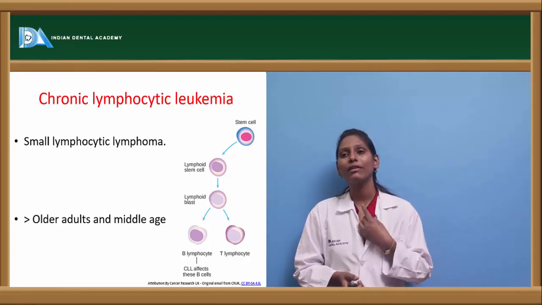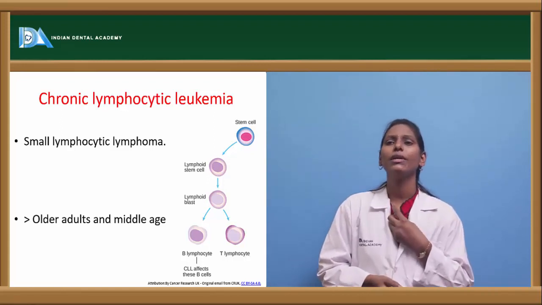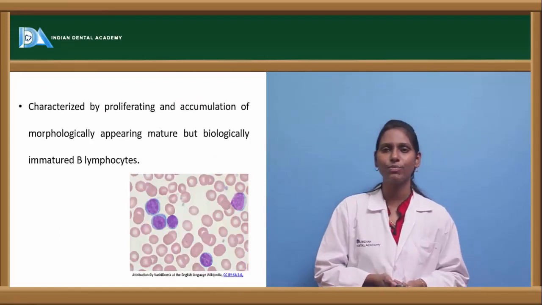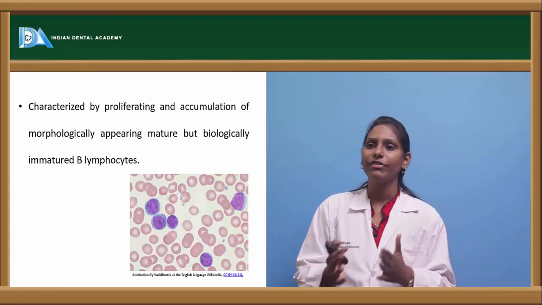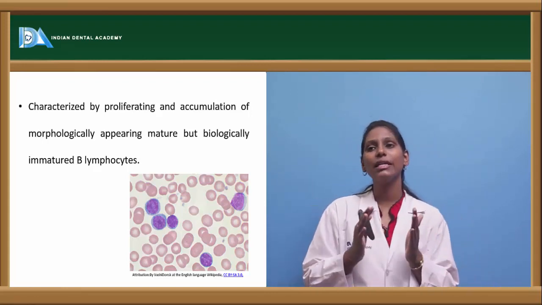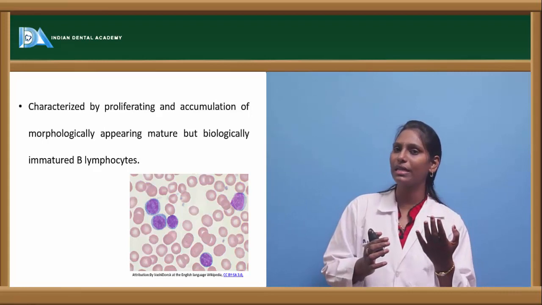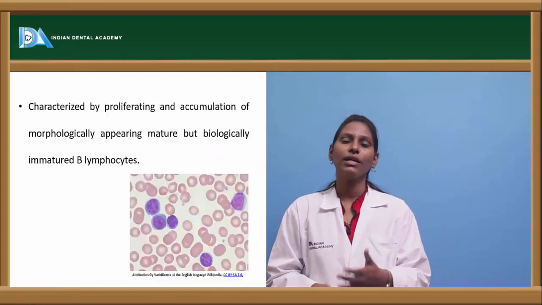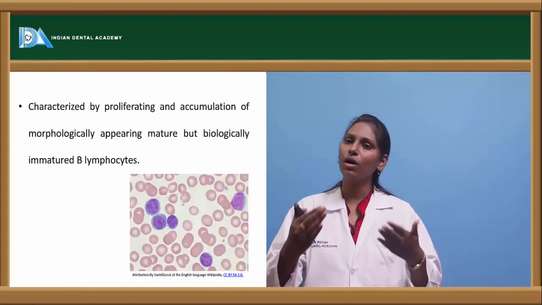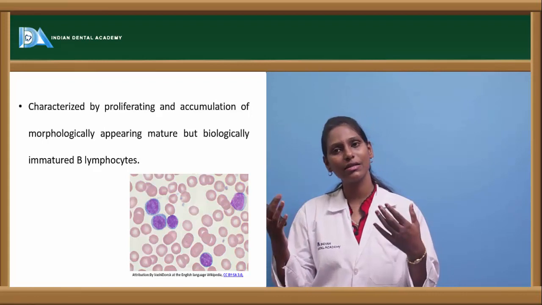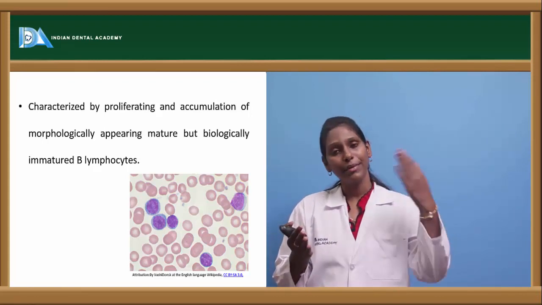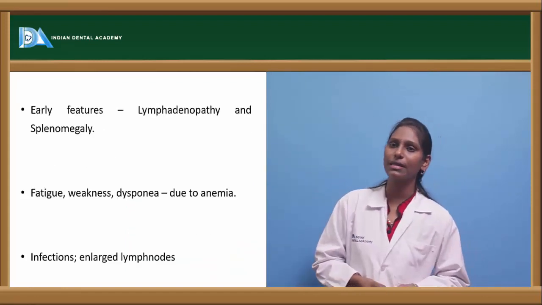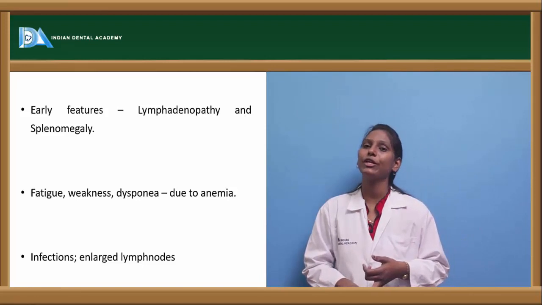Now coming to chronic lymphocytic leukemia. Chronic lymphocytic leukemia is also called small lymphocytic lymphoma, usually seen in older adults and also in middle-aged people. It is characterized by proliferation and accumulation of B lymphocytes that morphologically appear mature, but biologically are immature. That is, in chronic lymphocytic leukemia we have more immature B lymphocytes. Because of these increased and immature B lymphocytes, the actual function of these B lymphocytes is not proper. Early features would be lymphadenopathy and splenomegaly.